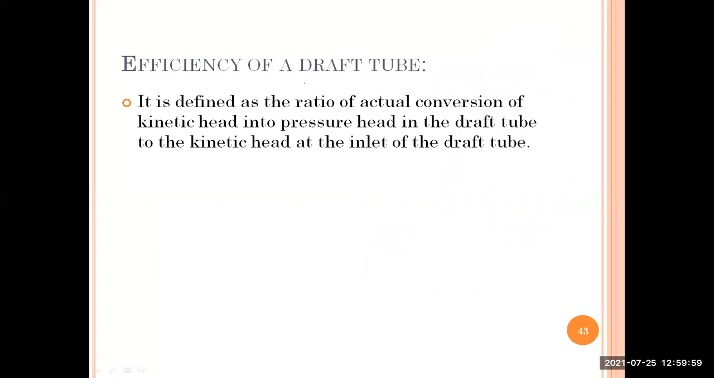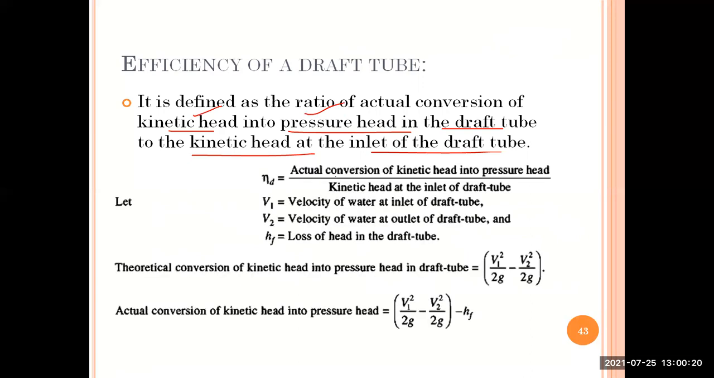And the next you have the efficiency of a draft tube. Efficiency is defined as the ratio of the actual conversion of kinetic head into pressure head in the draft tube to the kinetic head at the inlet of the turbine. We know efficiency is output by input. Input is the kinetic head and output is the conversion of kinetic head into pressure head. So the efficiency of a draft tube is denoted as eta d, which is equal to the actual conversion of kinetic head into pressure head divided by the kinetic head.